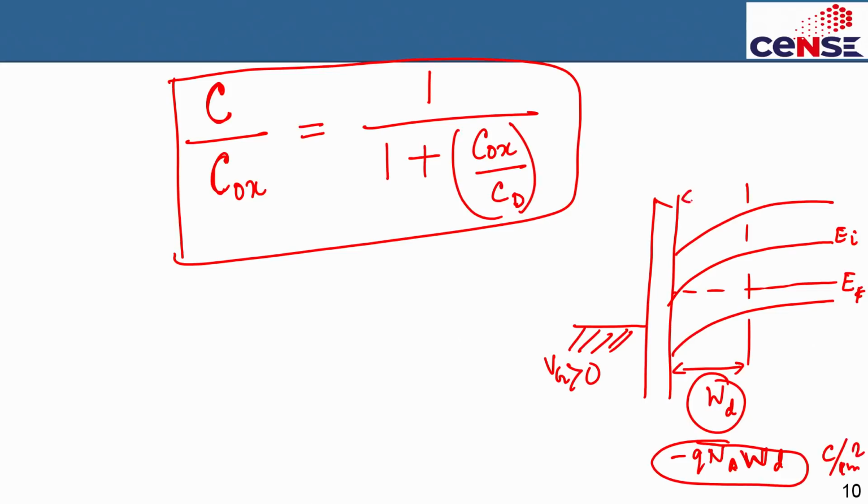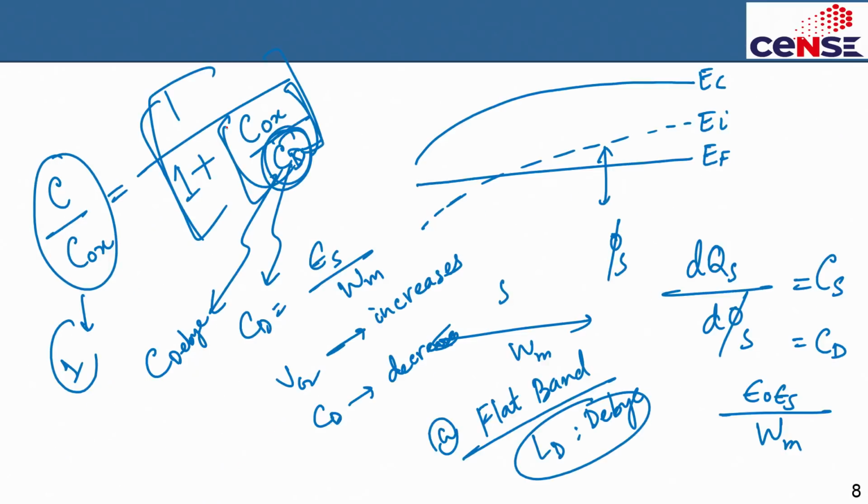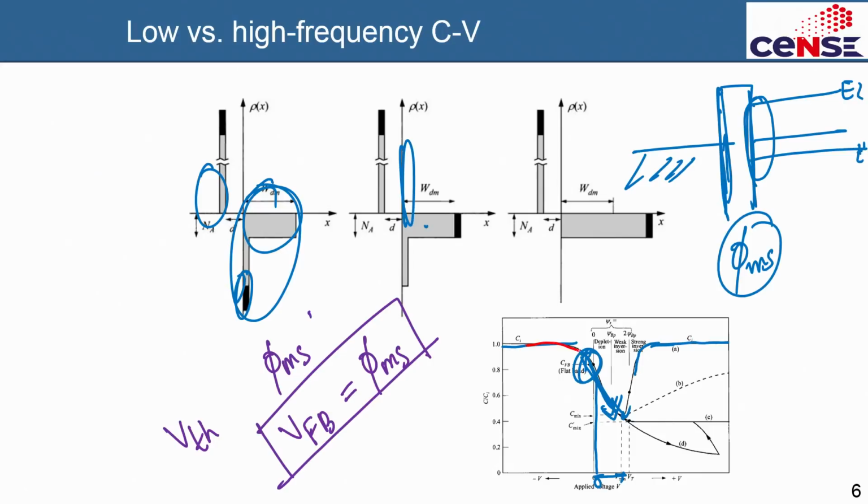The capacitance associated with this is called the depletion capacitance, which is this quantity here. The depletion capacitance is nothing but the epsilon of the semiconductor divided by the width of the depletion, W_D. As you keep applying more and more gate bias, the width of the depletion keeps increasing because you are pushing away holes more and more, so the depletion capacitance decreases. If the depletion capacitance decreases, then this whole expression decreases. So this ratio of the total capacitance to the oxide capacitance also decreases, and that is what manifests in this curve. It keeps decreasing like this until it reaches the strong inversion point.